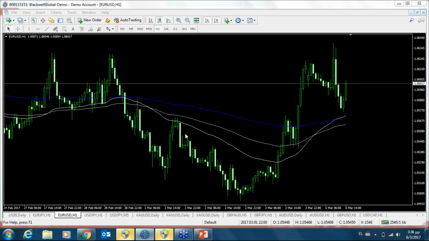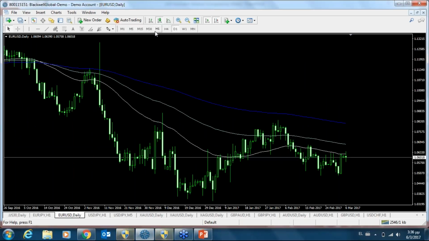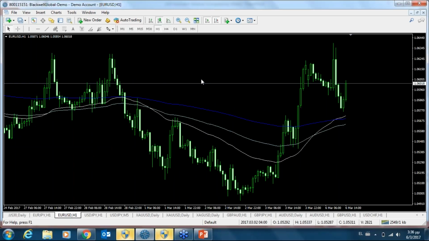So let's look into this Euro USD 1-hour chart. Okay, and then we look into 4-hour, and we look into the daily. Now, what can we see? We see inequality. We don't see synchronicity. We don't see anything matching between 1-hour, 4-hour, and daily.